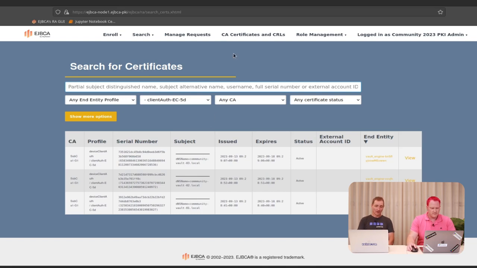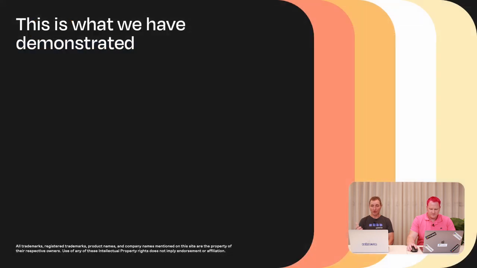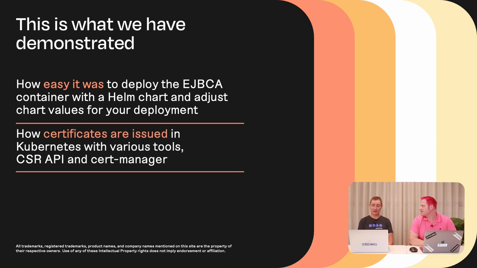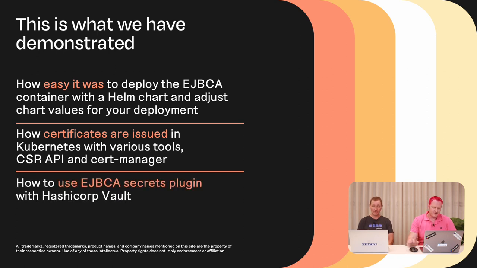Awesome. All right. So what did we learn? How easy was it to deploy EJBCA in a container? Exactly. That was crazy easy. I can't believe how quickly that came up. And then we talked a lot about getting certs into Kubernetes, using the CSR API, using Cert Manager, and looked at how you can put in the HashiCorp Vault EJBCA plugin to make it easy for you to take what you were doing and redirect to EJBCA.